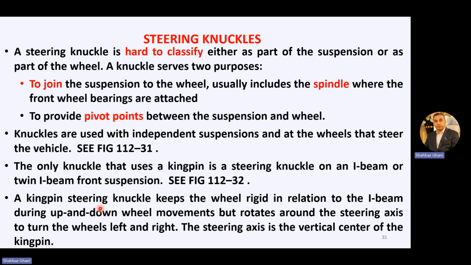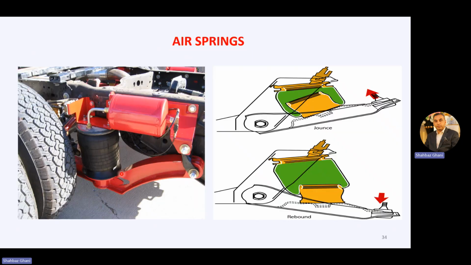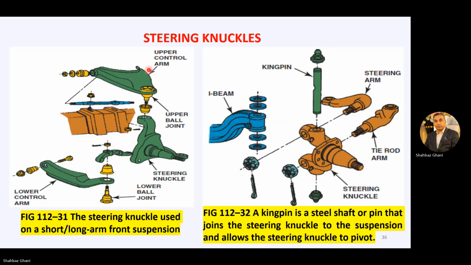These are the figures we will study. A kingpin, let's see the figures first. This is your upper control arm and this is your lower control arm. This is your steering knuckle and this is the spindle. The upper ball joint, lower ball joint. This is your steering knuckle, used on a short, long arm front suspension.